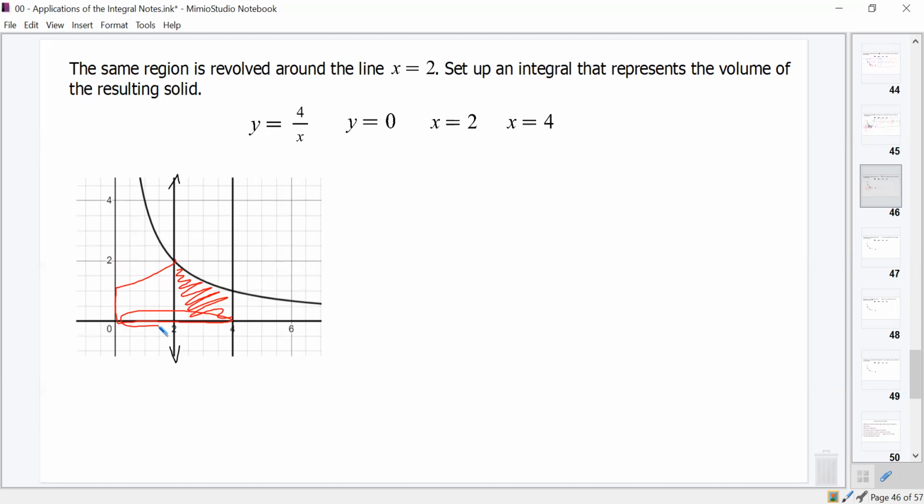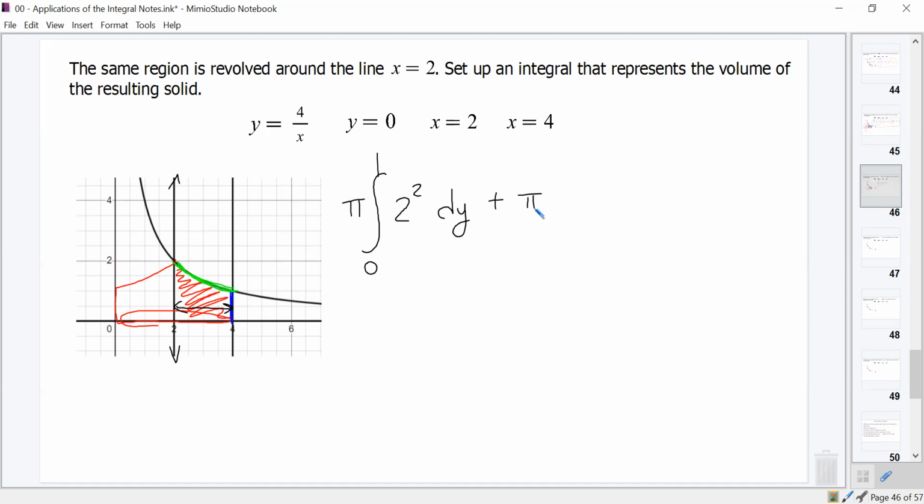But we still have that same issue where the right-hand bound of our region is the line x equals 4, and then it changes to being the function y equals 4 over x. We're going to still have to separate this out into two different integrals. So for the first one, we're going to have pi times an integral from 0 to 1. So we're talking about this first section where the right bound of the region is the line x equals 4. Our radius is just going to be the 2 units from x equals 2 to x equals 4. So it'll be pi times the integral from 0 to 1 of 2 squared dy.